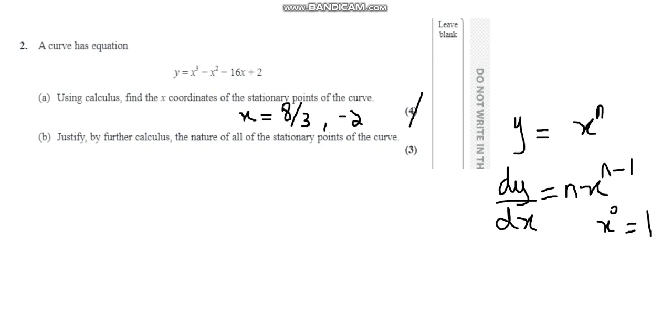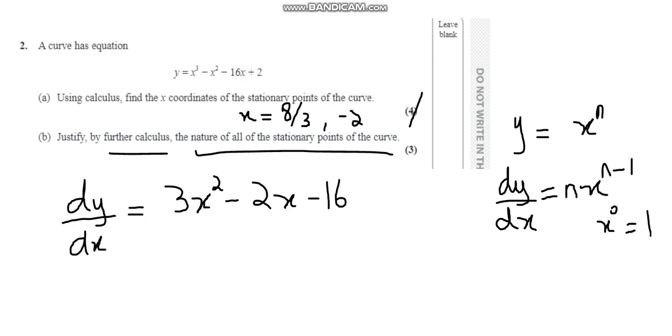So the B part asks us to justify by further calculus the nature of all of the stationary points of the curve. So to solve this question, we have to understand what they're basically asking us. They're asking us to further differentiate, by using this word further calculus, the nature of all the stationary points of the curve. The stationary points we got were for the first differential, and now what we'll do is we'll differentiate one more time. So if you people remember, our first differential was 3x square minus 2x minus 16.